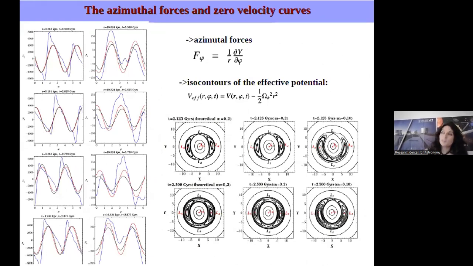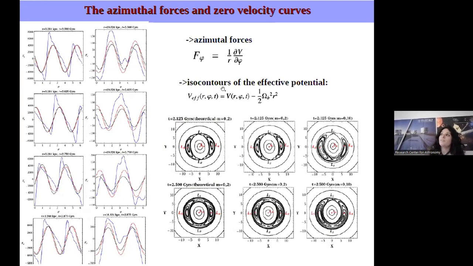We also made some experiments in order to testify whether the potential analytical form is compatible with the n-body. Here I present some curves of the azimuthal forces. This is the red line for the theoretical potential, this is for the numerical potential of m equal 0 and m equal 2, and the blue line is the azimuthal force as obtained from the full potential with all the modes.